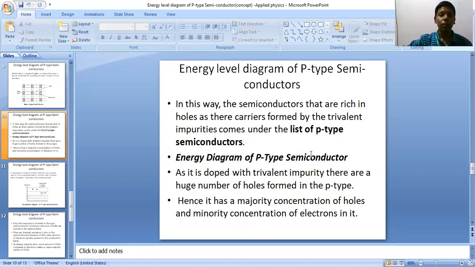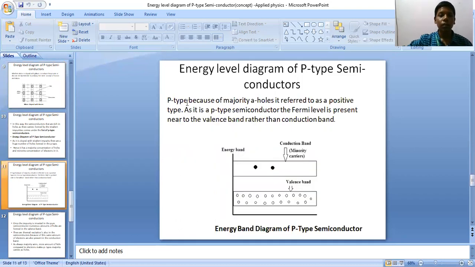Energy diagram of p-type semiconductor. As it is doped with a trivalent impurity, a huge number of holes are formed in the p-type. Hence, it has a majority concentration of holes and a minority concentration of electrons. P-type, because of majority holes, is referred to as a positive type. As it is a p-type semiconductor, the Fermi level is present near the valence band rather than the conduction band. The energy band diagram of a p-type semiconductor is shown in the figure.